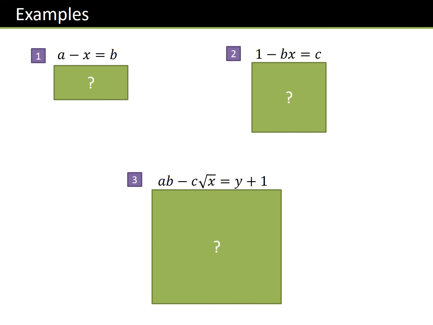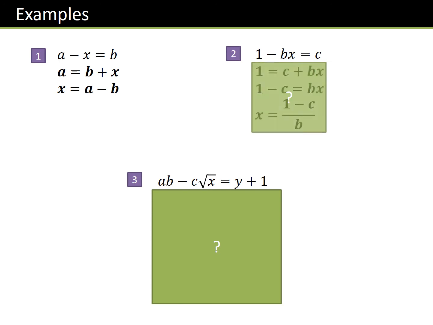Give yourself a minute or so, stop the video, have a go. So we can see how I've done them here. I've added x to both sides, so x is b plus x, and then I've taken b from both sides and also rearranged it to make x the leading part of the equation. So here I've added bx to both sides, then I've taken off c, then I've divided by b, and I've got x is 1 minus c over b.